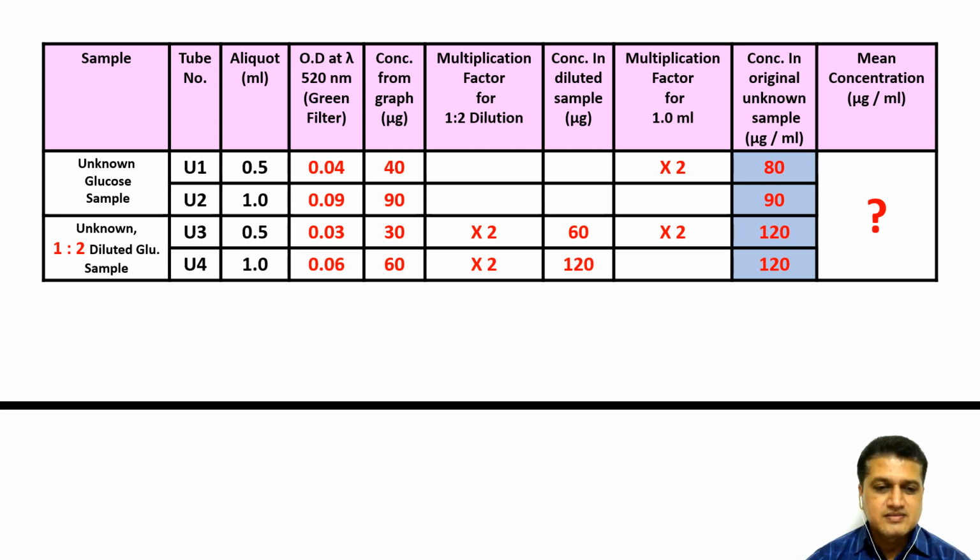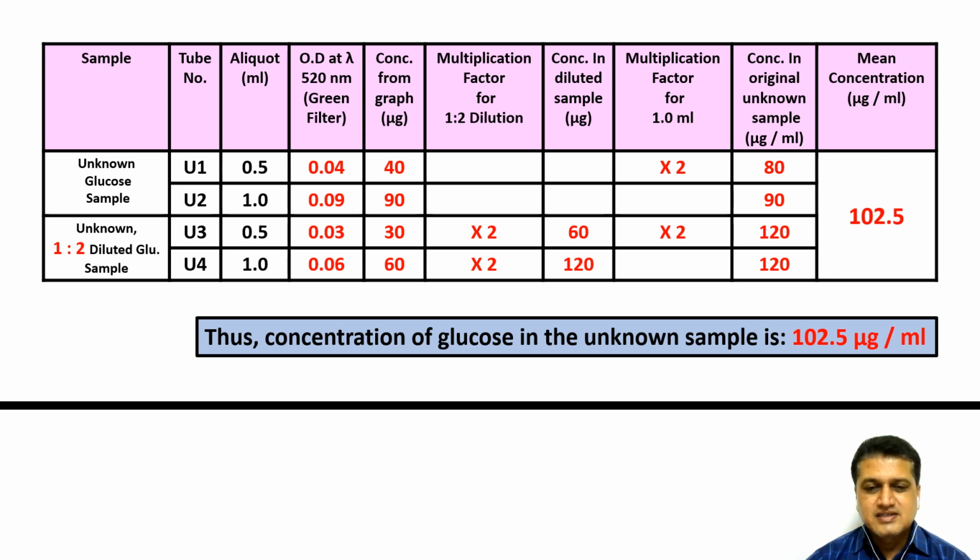Now, the average of these four readings will give mean concentration of glucose, and that is 102.5 micrograms per ml. Thus, concentration of glucose in the unknown sample is 102.5 micrograms per ml.